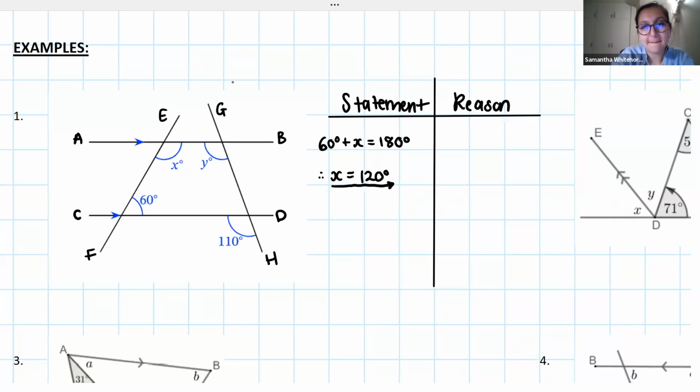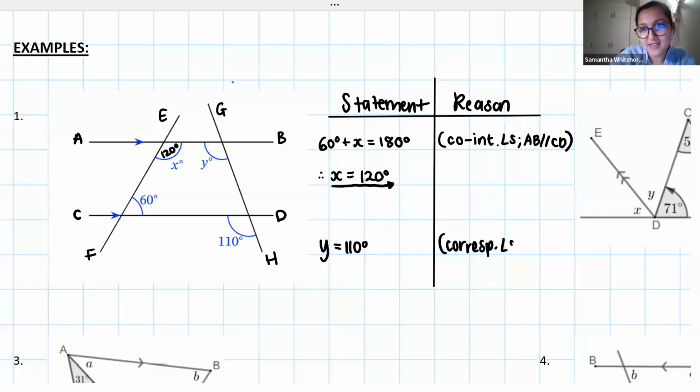Ma'am, my reason is co-interior angles, correct? Perfect. And then for Y, since there's an F shape, I just said Y equals 110 because of corresponding angles. Excellent. Well done, Lesedi. Thank you.